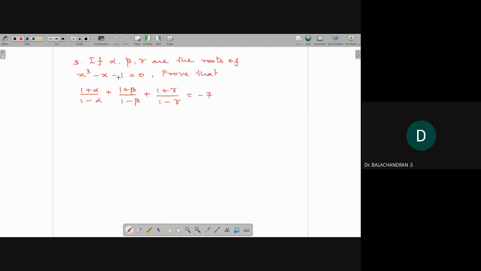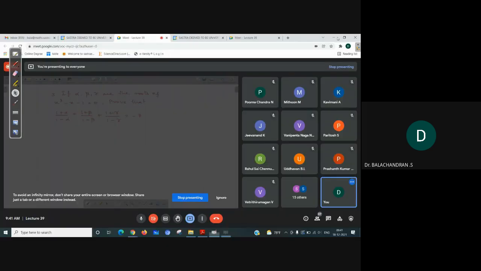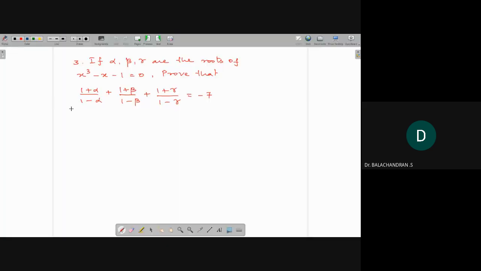Okay. So write the next problem. If alpha, beta, gamma are the roots of this cubic equation, x cube minus x minus 1 equal to 0, prove that 1 plus alpha by 1 minus alpha plus 1 plus beta by 1 minus beta plus 1 plus gamma by 1 minus gamma is equal to minus 7.